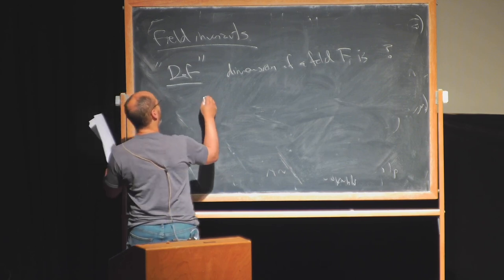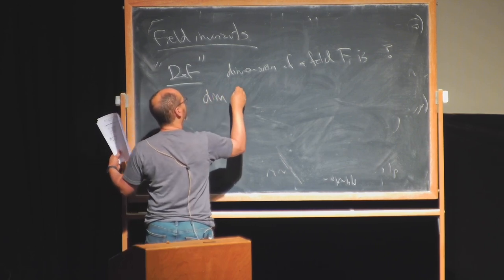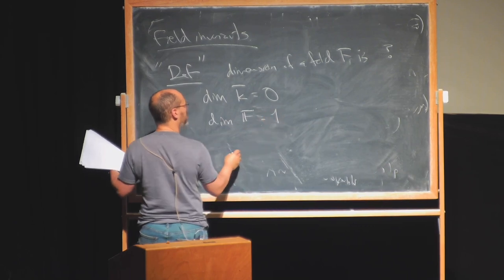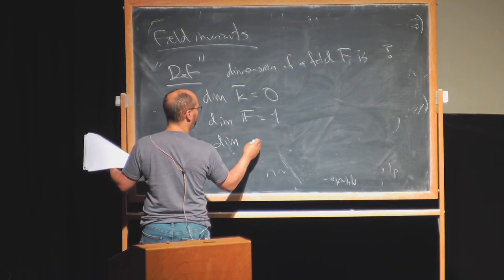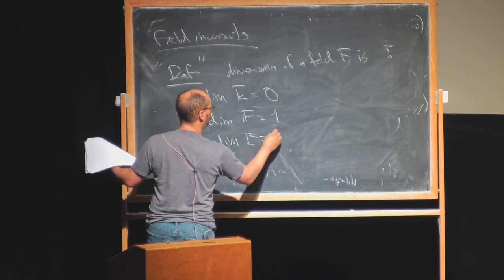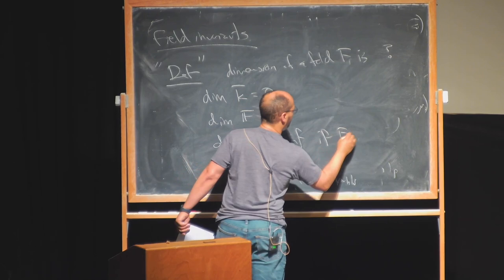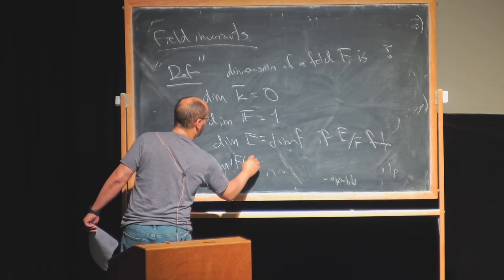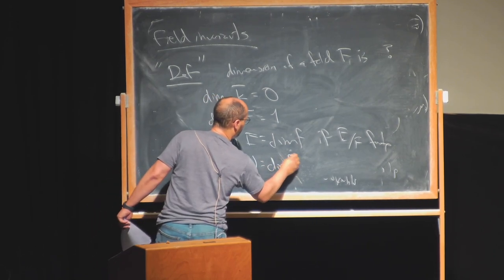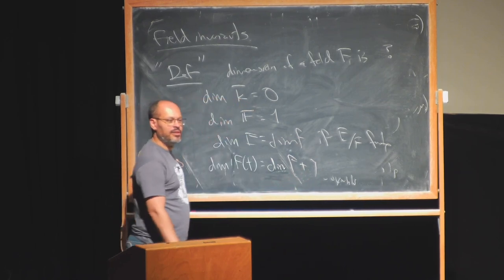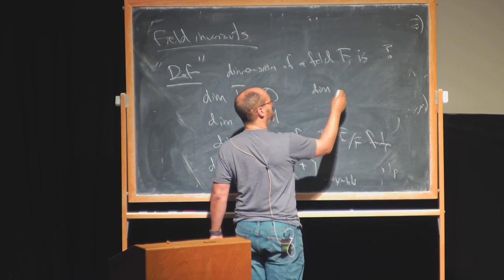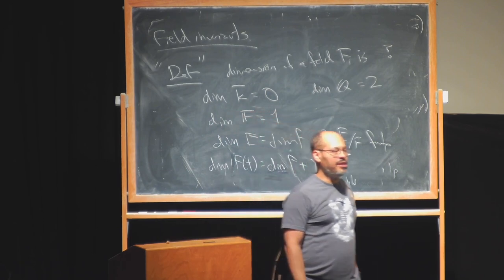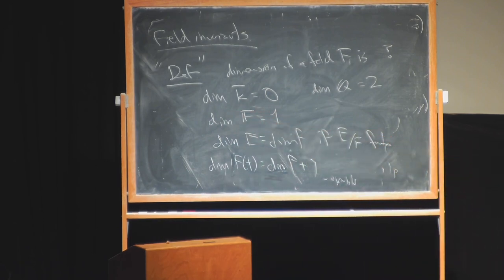So the dimension of an algebraically closed field should be 0, because they're like points. The dimension of a finite field should be 1. The dimension of E should be the same as the dimension of F, if E over F is finite. The dimension, if you add an indeterminate, should be the dimension of F plus 1. And just because it feels right, the dimension of the rational numbers should be 2. Okay? And there's a bunch of other fields that we feel like we know what their dimension should be.